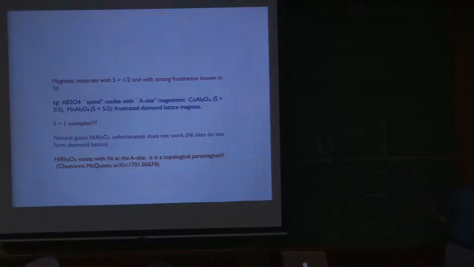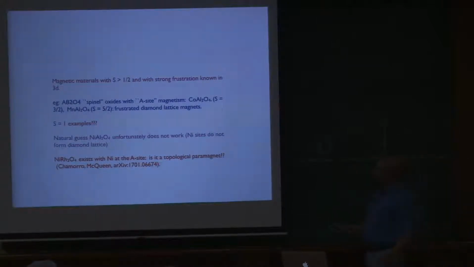Initially, I was very excited. I thought nickel aluminum oxide would do the job because nickel is usually spin 1. But unfortunately, it doesn't work. The material exists, and chemists know about this. But once I started talking to people, someone concluded that nickel and aluminum have the same atomic size, so they exchange positions. Real life intervenes. So the nickel, instead of sitting at the A site, likes to sit on the B site. So this does not work, though the material exists.